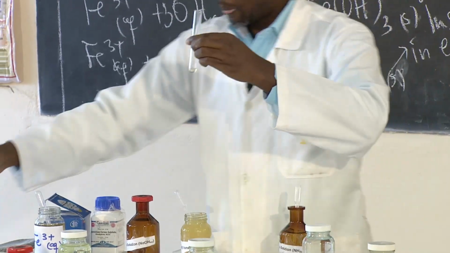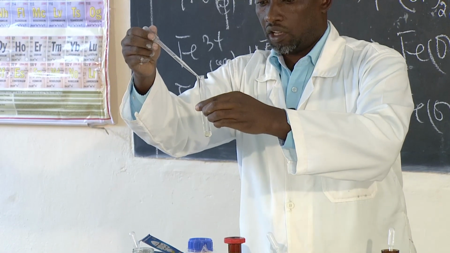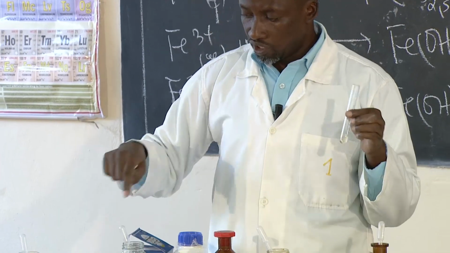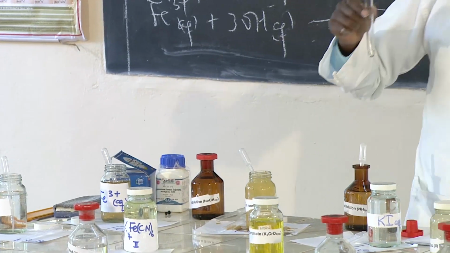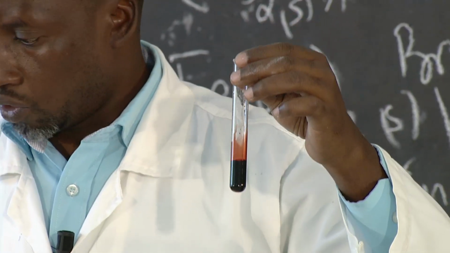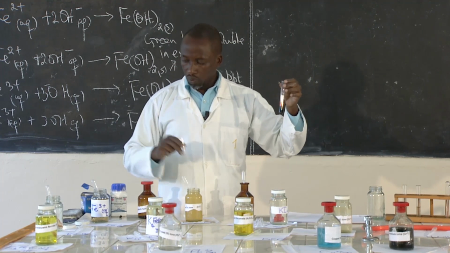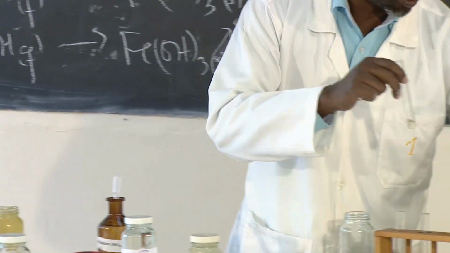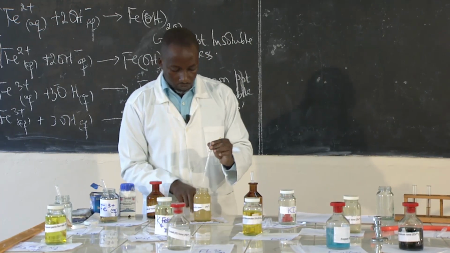Some few drops again. Any effect? Nothing. So that means potassium thiocyanide with iron 3 gives this red blood coloration, but with iron 2, there is no observable change. So that means we can use potassium thiocyanide to distinguish these two ions, the iron 3 and iron 2.